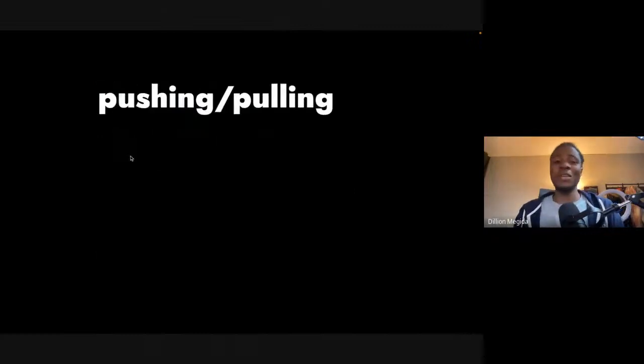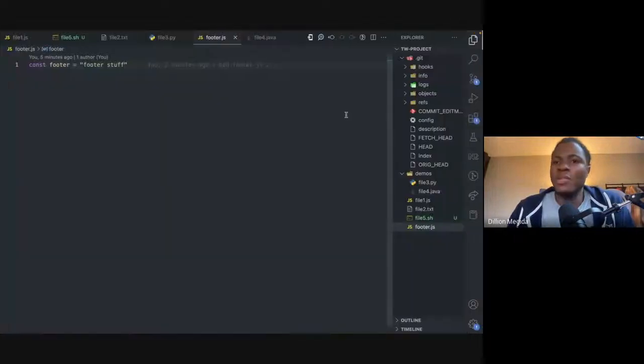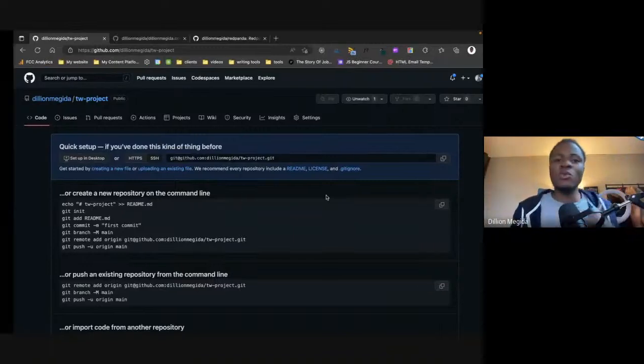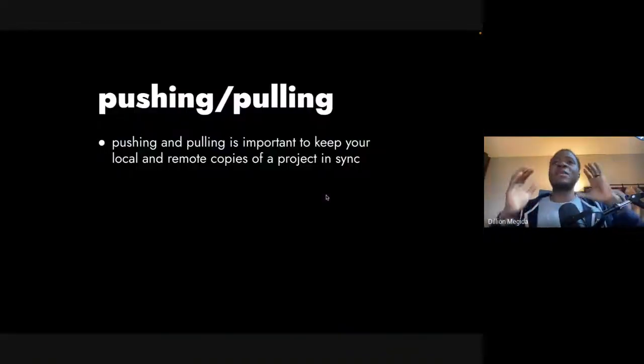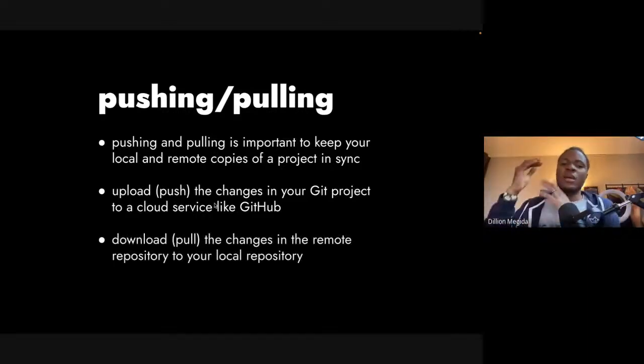Now let's talk about pushing and pulling. Pushing and pulling is important to keep your local and remote copies of a project in sync, because as you can see right now, I have made so many changes to my TW project locally, but if I come here and refresh GitHub, GitHub doesn't have any idea of those changes. So this is where pushing and pulling comes in. Pushing means uploading the changes to your Git project. Pulling means pulling the changes in the remote repository to your local repository.